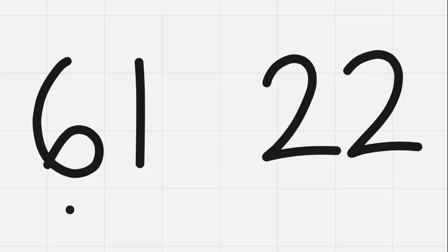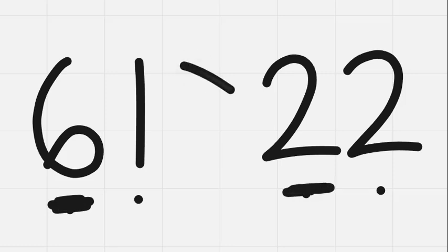Here we have 61 and 22. 61 is a 2-digit number. 22 is a 2-digit number. We'll look at the first digit. 6 is bigger than or greater than 2. So we'll say 61 is greater than 22. Well done.